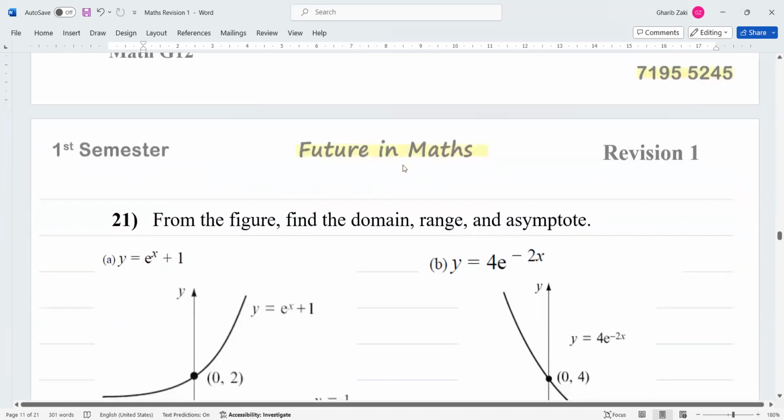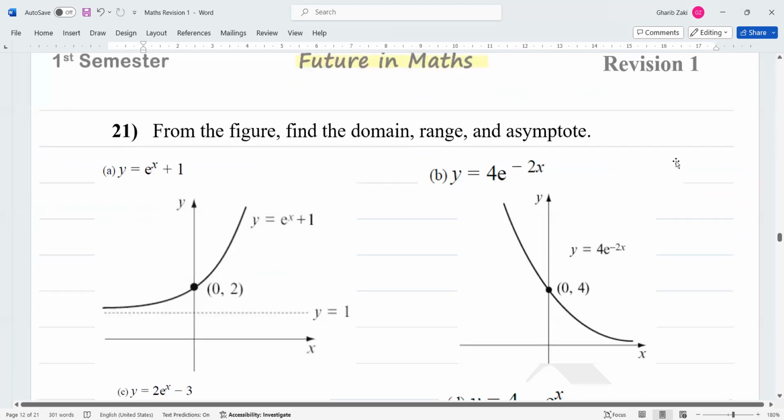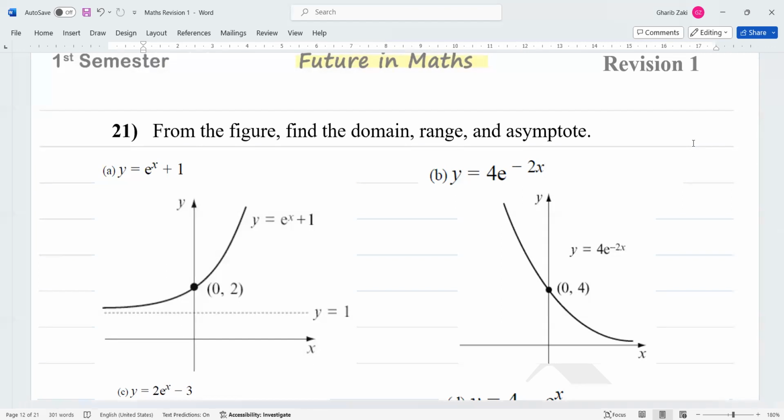Yes, let us go to this and start to solve those questions. He said from the figure find the domain, range, and asymptote. This is a typical question of the final exam. Domain, range, and asymptote. Please solve part A and tell me your answer. To reduce the time, we can say the domain denoted by D, the range denoted by R, asymptote denoted by A.